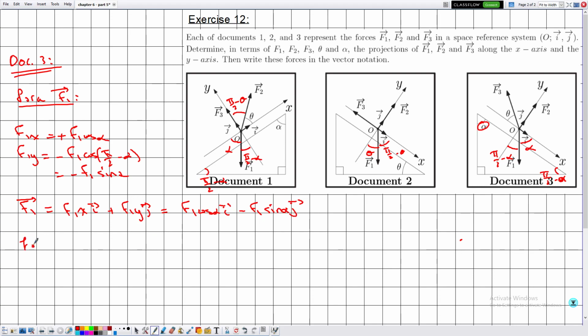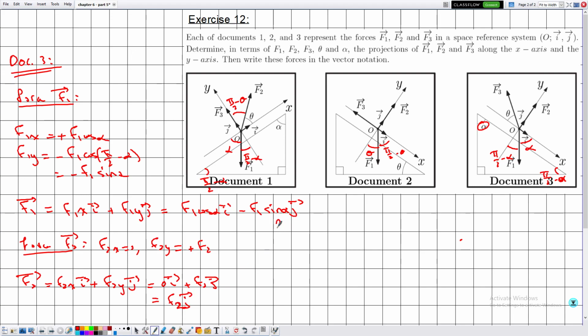Now as for the force F2, notice that F2 is completely parallel to the y-axis, so F2x is equal to 0 and F2y is equal to plus F2. And in the vector notation, F2, which is equal to F2x i plus F2y j, is equal to 0i plus F2j, which is equal to F2j.